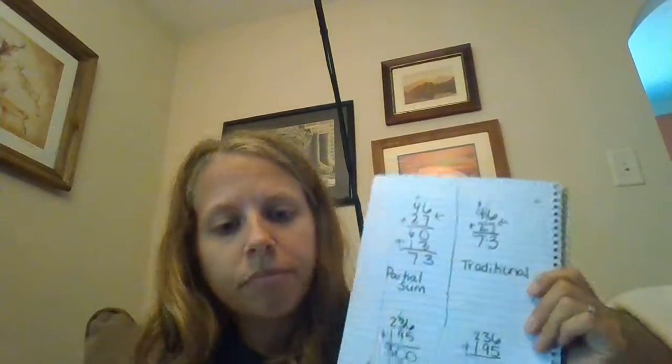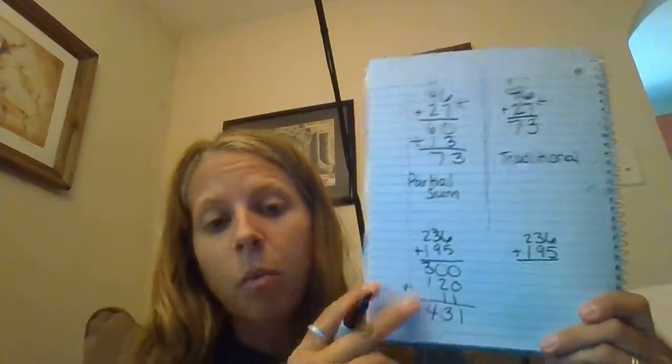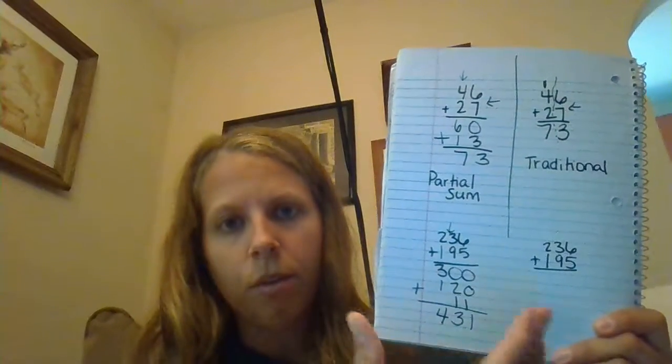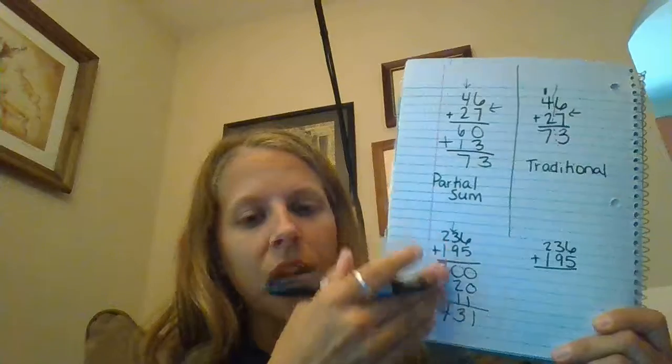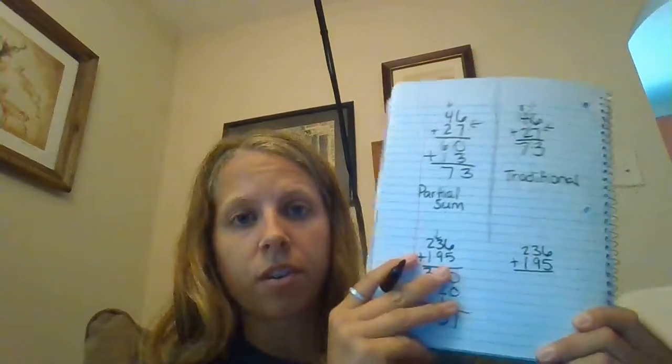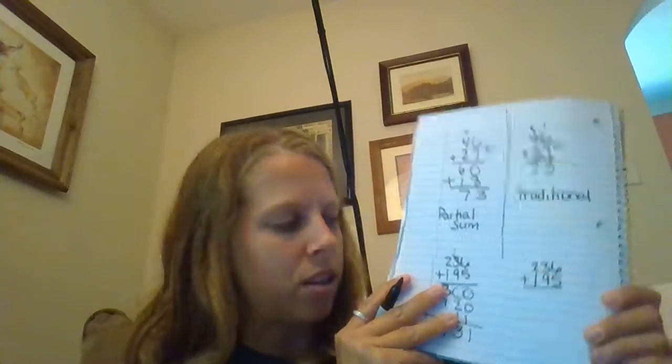We're going to go to the next one where we're doing traditional and see if we come up with the same answer. Remember, with traditional, we start with the ones column. So you can't go back and forth between them. You kind of decide, do I want to start with the partial or do I want to do traditional? Because otherwise you might mess yourself up.